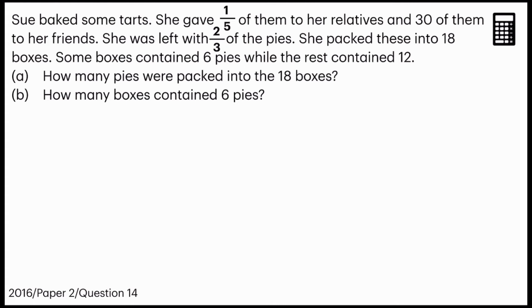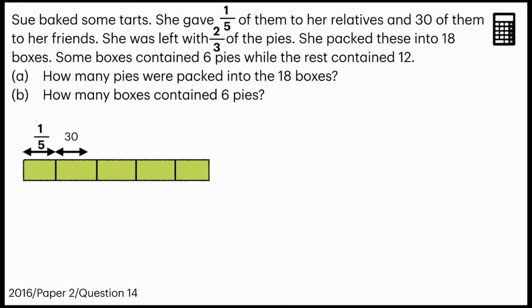Sue baked some tarts. She gave 1/5 of them to her relatives and 30 of them to her friends. So the first part, I'm going to draw a model with 5 units, and with that I have 1/5 indicating the ones given to the relatives, and 30, which is unknown how many parts is that referring to, that's given to her friends. However, she was left with 2/3 of the pies.